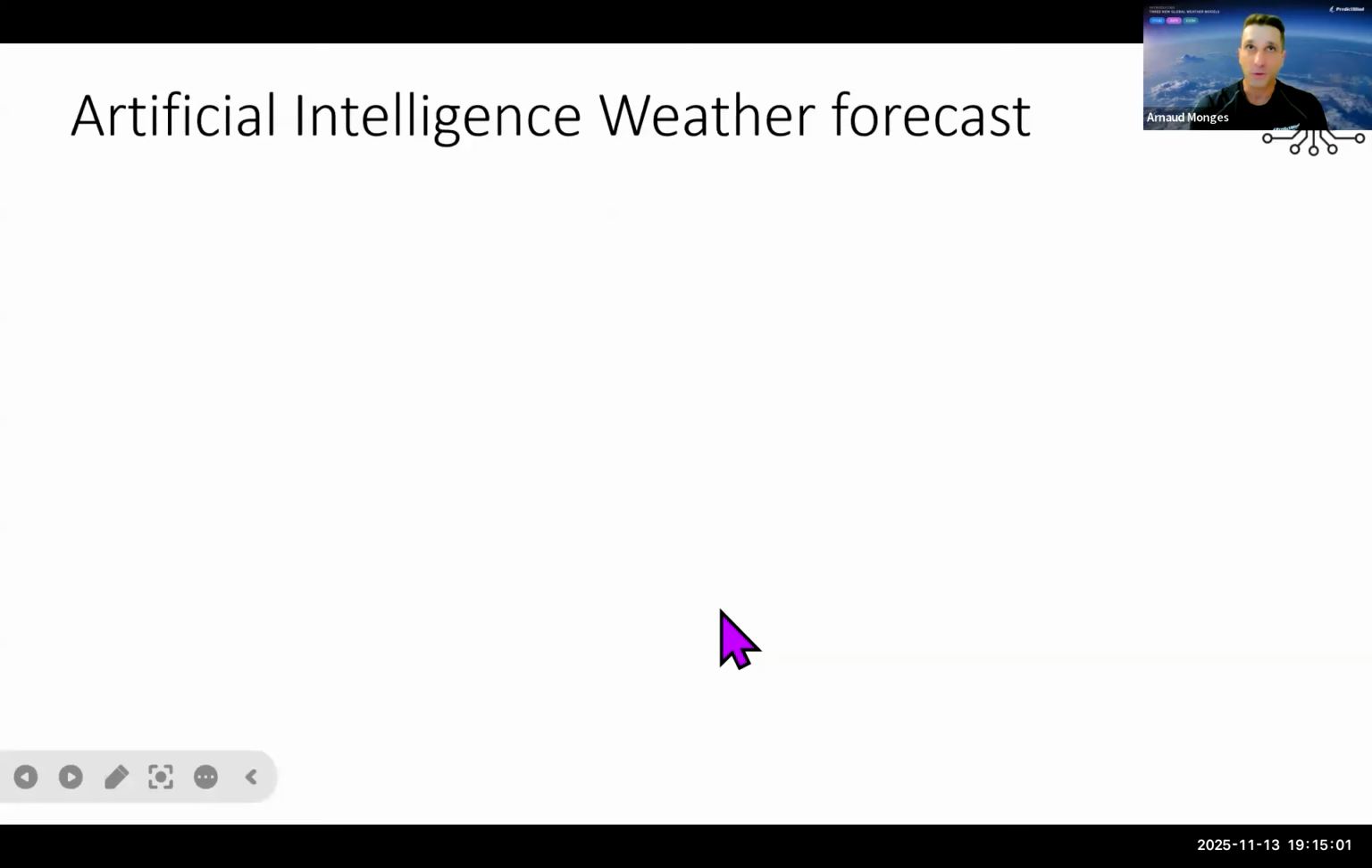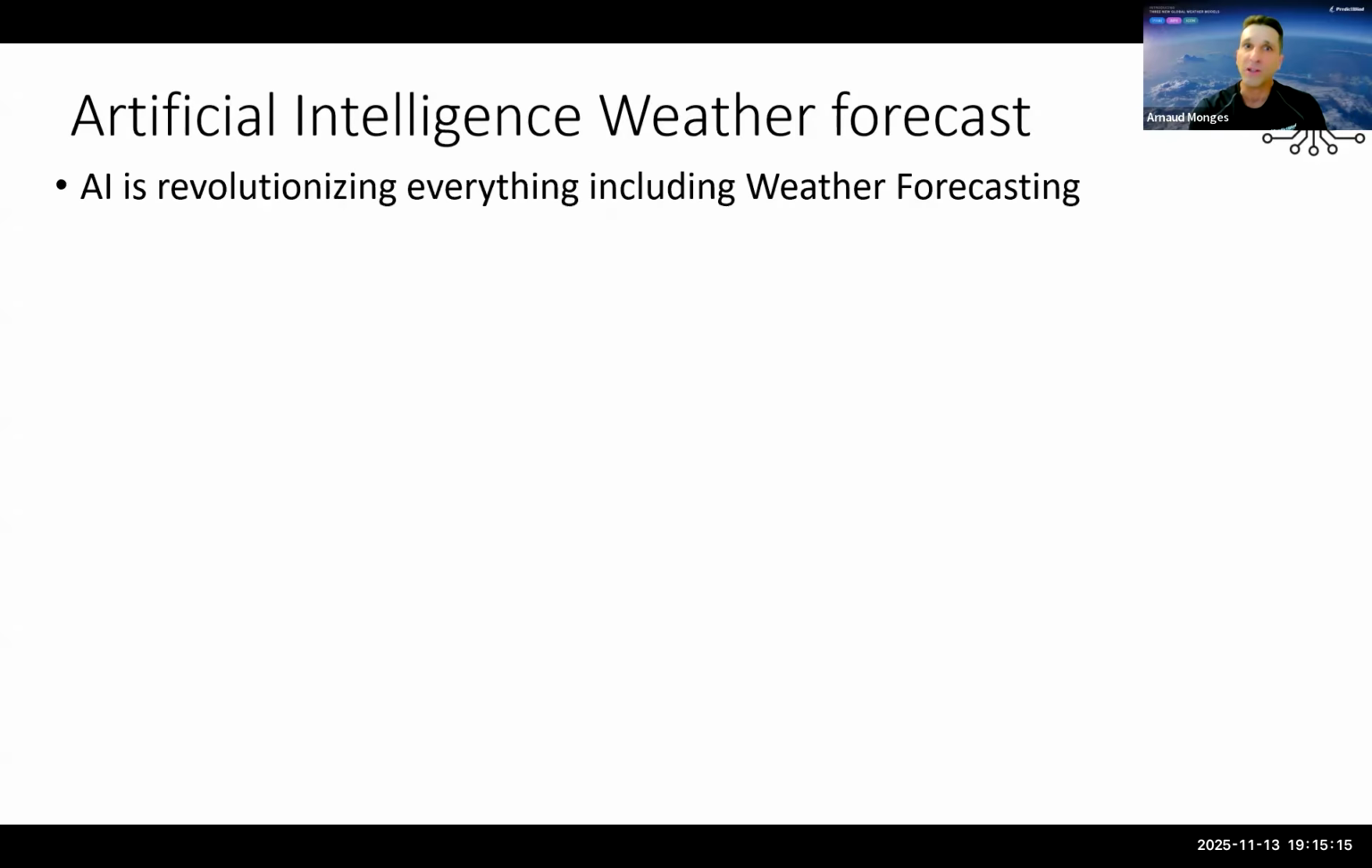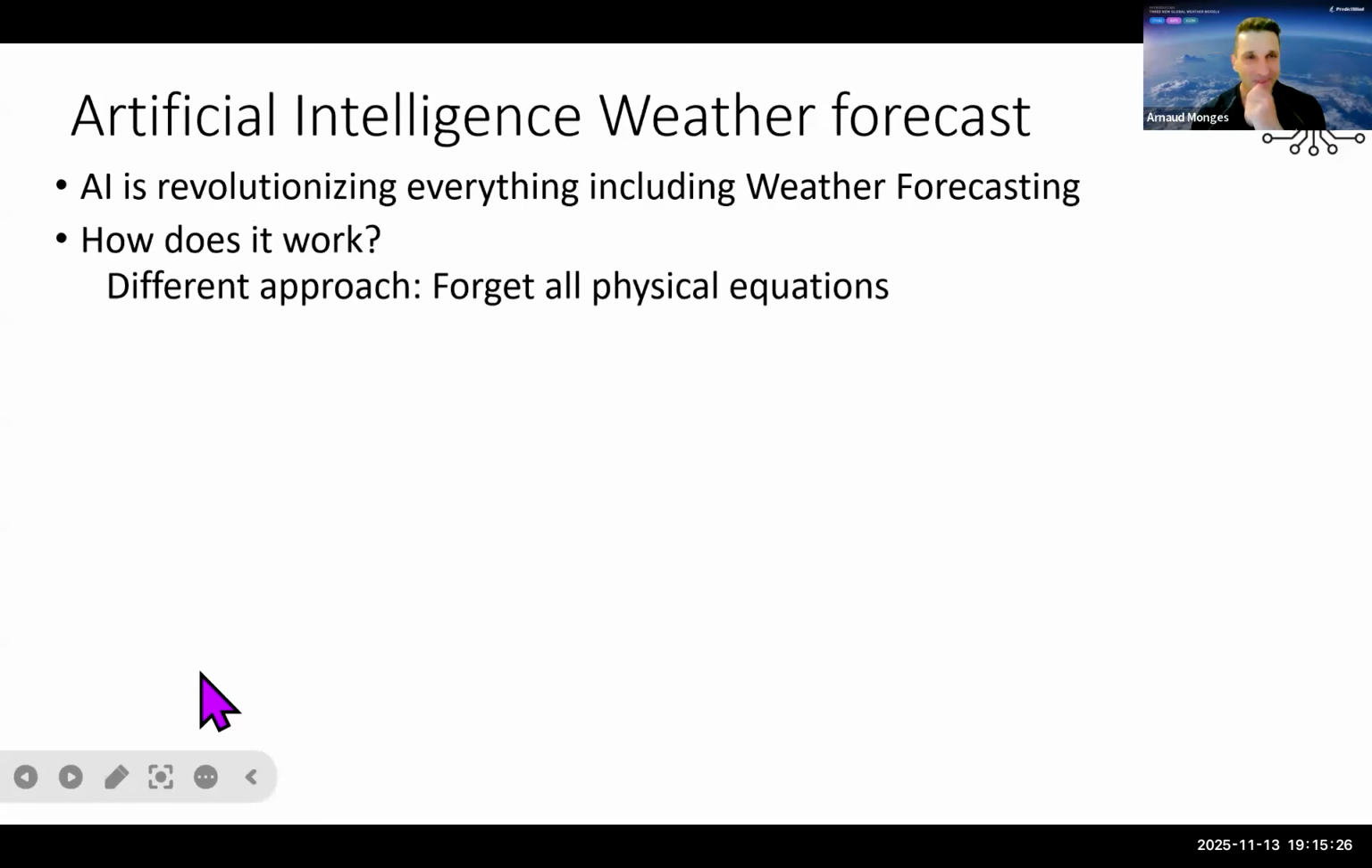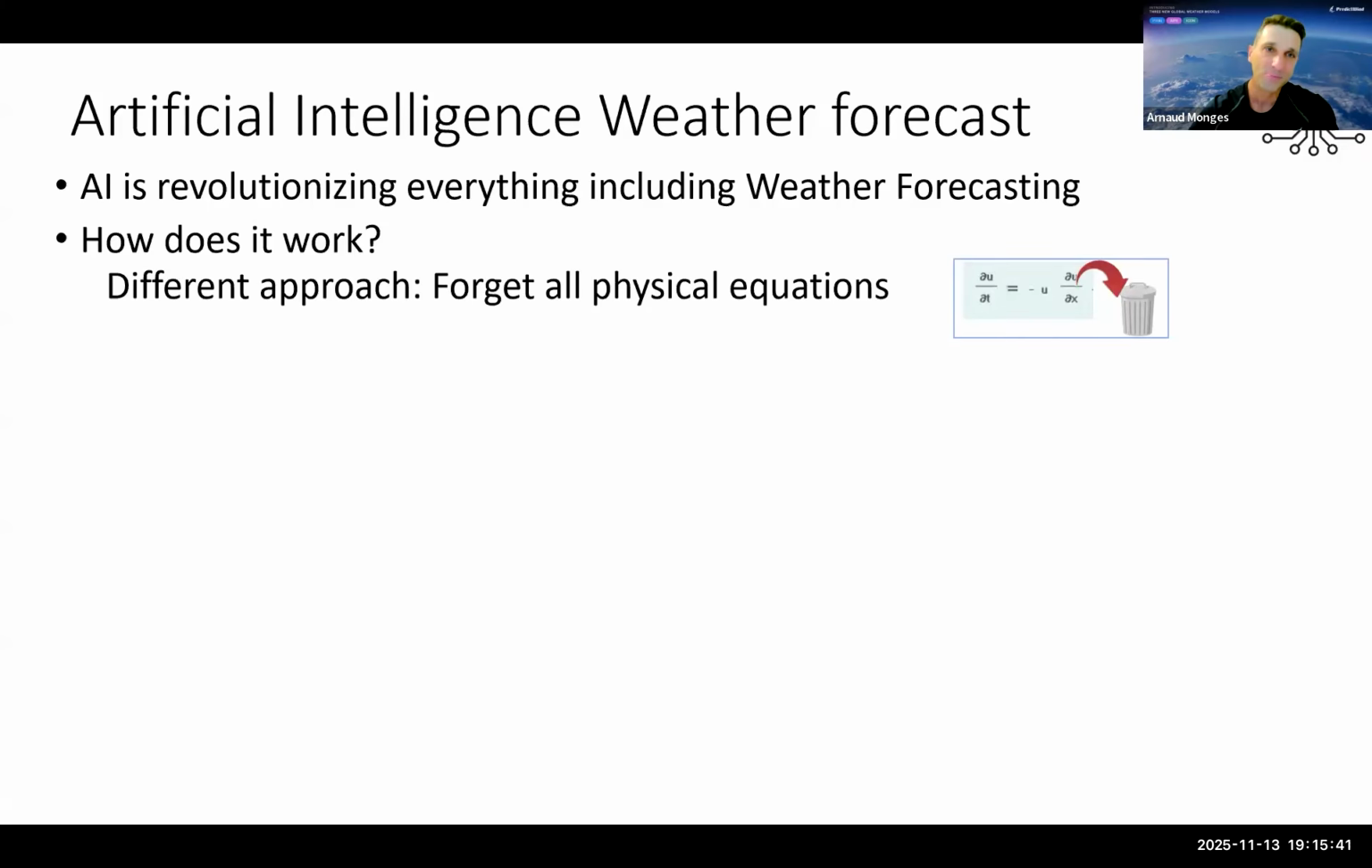So now that we have covered this NWP, the numerical weather prediction, we want to discuss a new type of weather model. This is the AI weather forecast. So AI is a real revolution, and it touches every domain, and weather forecasting is also impacted. So how does it work? First of all, it's a completely different approach. So if you guys didn't like the physical equations I showed before, you are in luck, because those equations, you can forget them and put them in the trash.